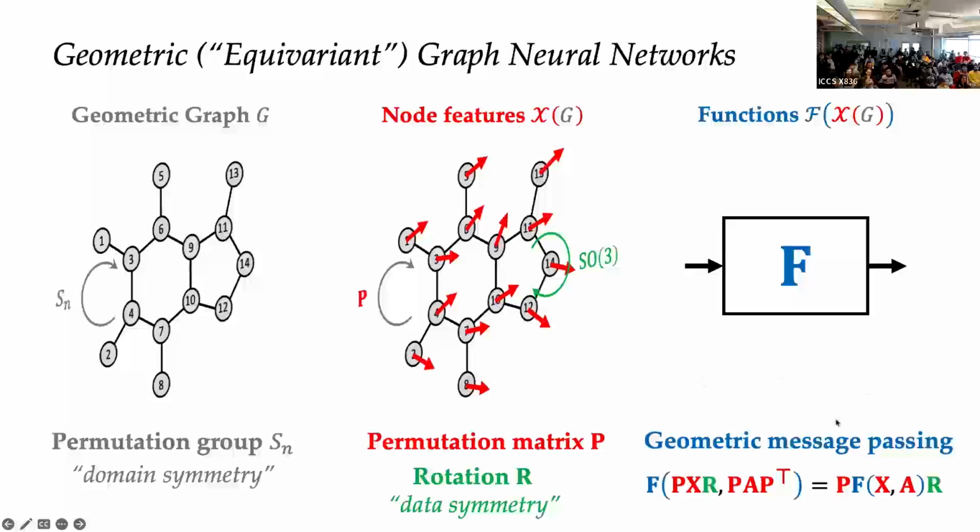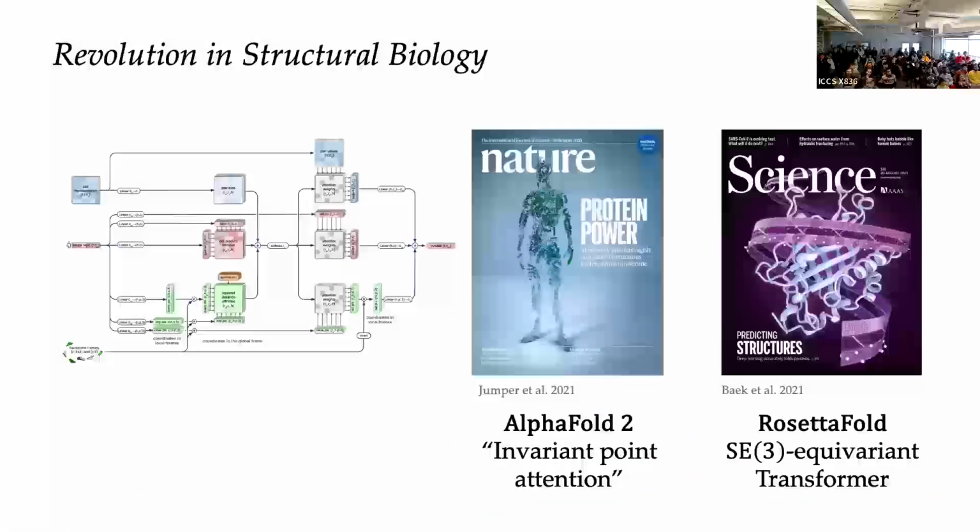And now we need functions that will be respecting both symmetries in the form of equivariance with respect to both matrices. And as you probably know, this has been very successfully used for protein structure prediction, the famous protein folding problem. So in August 2021, two papers appeared at the same time on the covers of Nature and Science. One is DeepMind's AlphaFold. They used invariant point attention, which is the invariant transformer, and a parallel work from the group of David Baker at the University of Washington, RoseTTAFold, which is an SE(3) equivariant transformer as well.